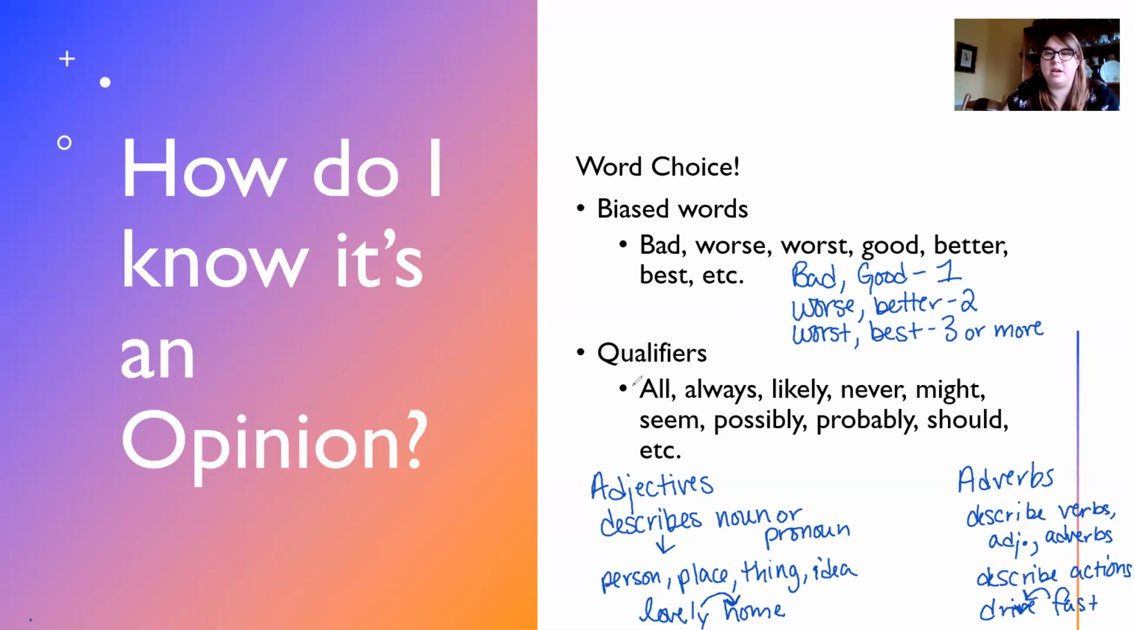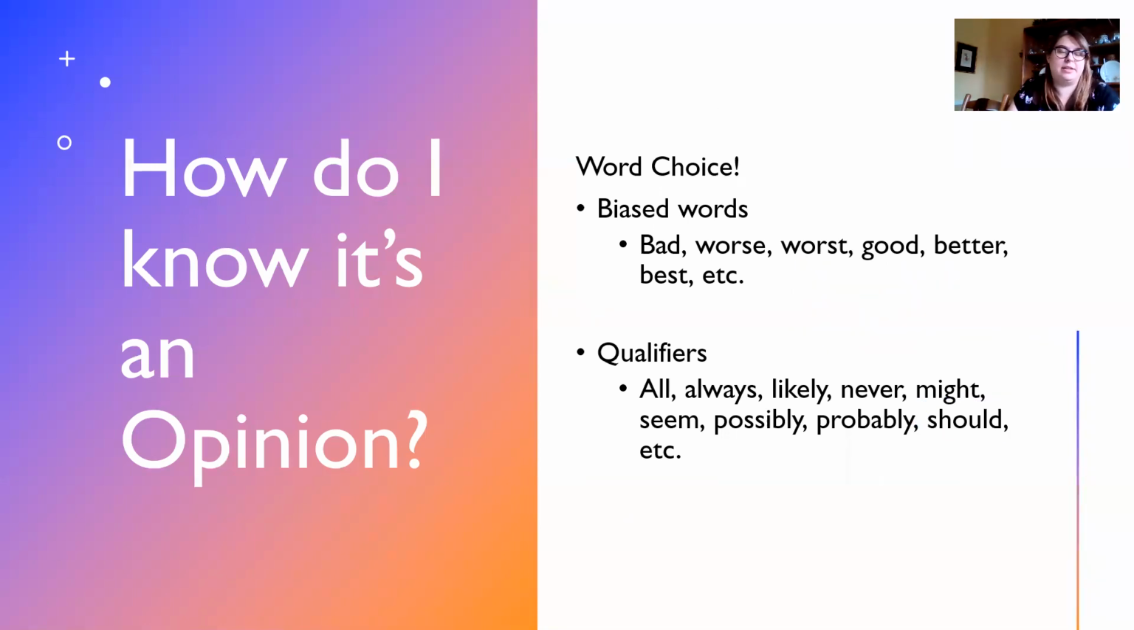So when we look at the words that we have on our list here, words like all, likely, might, and possibly, all of these are types of qualifier words, but the one that I really want you to focus on is this word should. Whenever you see the word should, it is guaranteed that you are looking at an opinion. So just kind of keep this in mind. Just like when we talk about transition words, sometimes we have other words that can be good clue words for us. So should is definitely a good clue word to tell us that we are looking at an opinion.